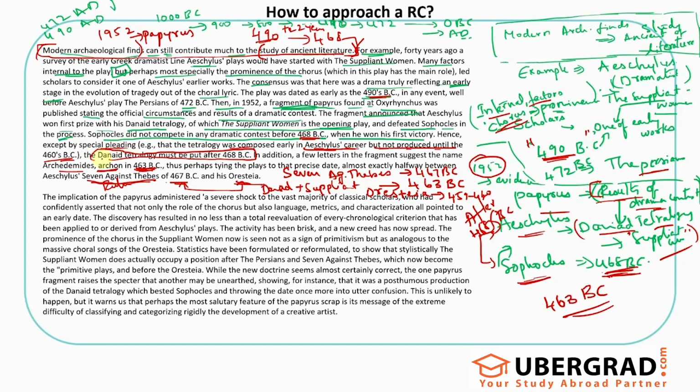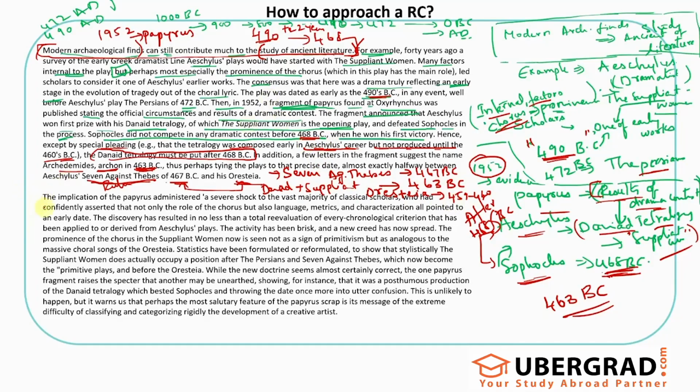Except the special pleading, the Danaid tetralogy must be put up after 468. And there is also additional evidence, which was written, that they got some ruler's name, who was a ruler around 463 BC. That is giving us a time sense of some of the Aeschylus work. So he has written Seven Against Thebes in 467. The Danaid tetralogy with the Suppliant Women play was written somewhere in 463 BC, and the Oresteia would have been written somewhere in 459 BC or 460 BC, something like that.